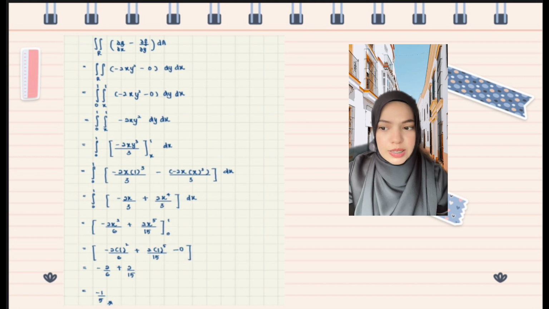We substitute the values 0 and 1 in x, and we get the final answer, which is negative 1 over 5. That's all from us.